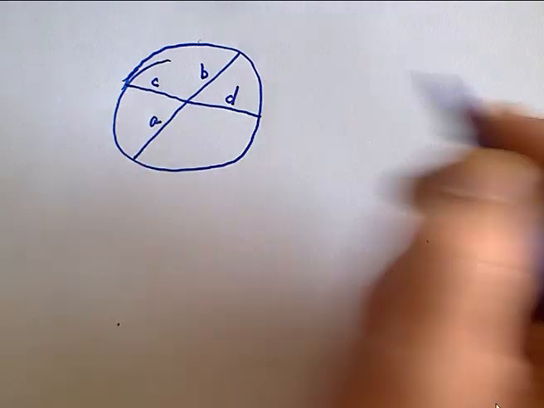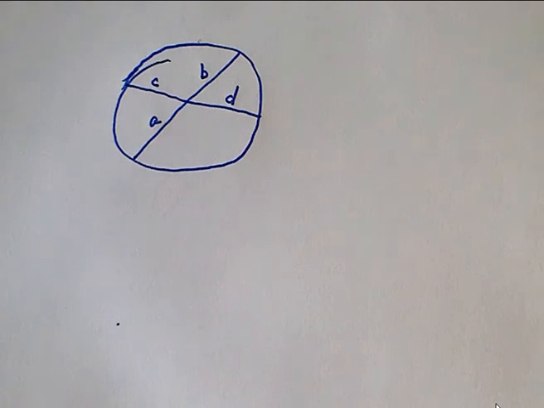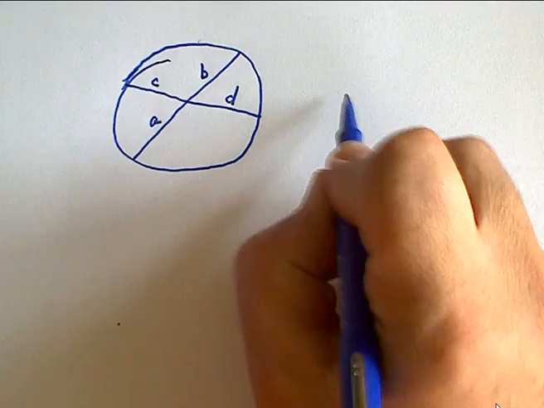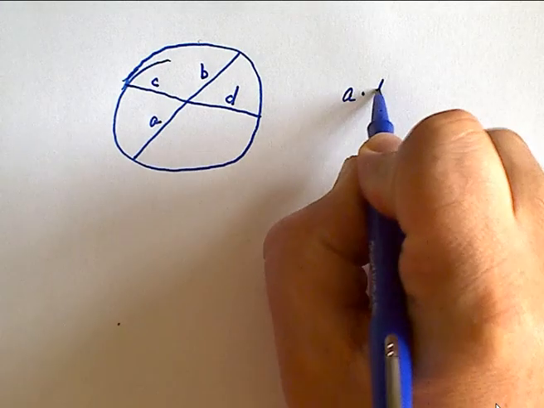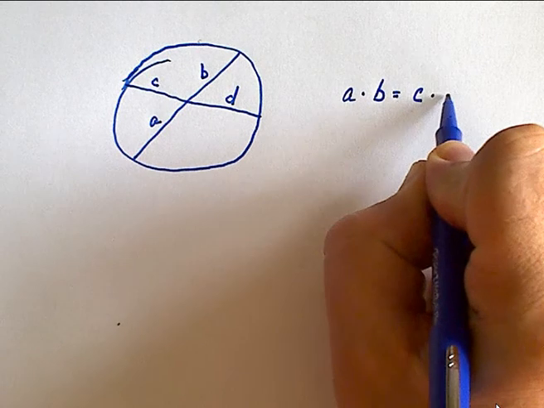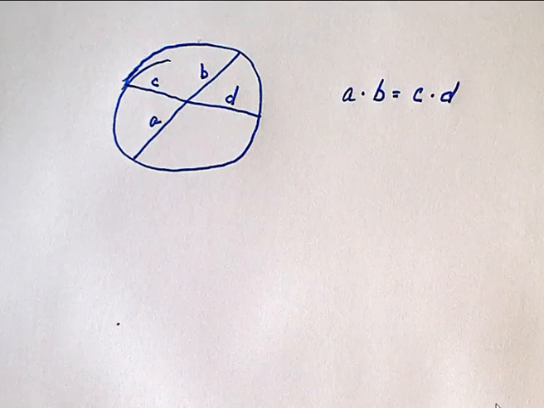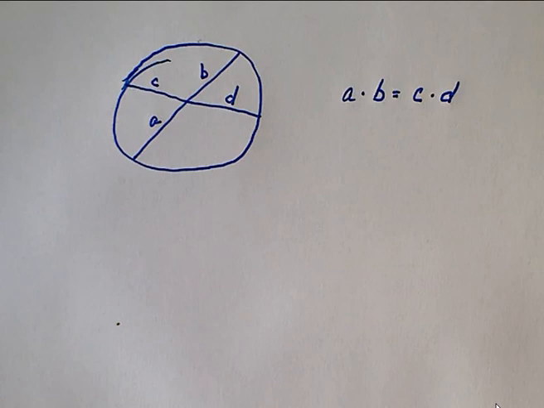Now the rule says that those 4 pieces align in such a manner that the product of pieces on one chord equals the product of the pieces on the other. So you need to keep them together in terms of what chord they are on, okay? But we want to take the product of those pieces. So if I multiply A times B and C times D, then those products must be equal under this theorem.